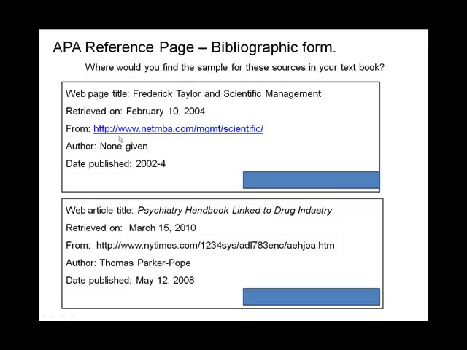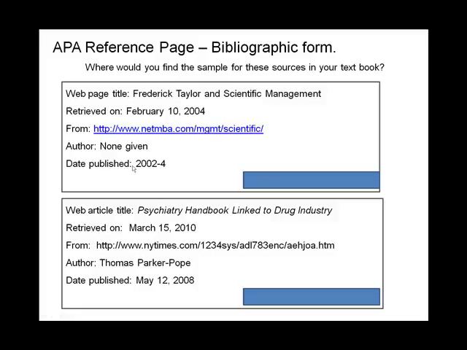So here is a source. It comes from a website. The title of the web page is Frederick Taylor in Scientific Management. This is the date it's retrieved on. There's the URL of the web page. Author's not given. There's the date. So where would you look in your Hacker and Sommer's textbook to find the answer for how you would reference this particular source? So pause the video right now.